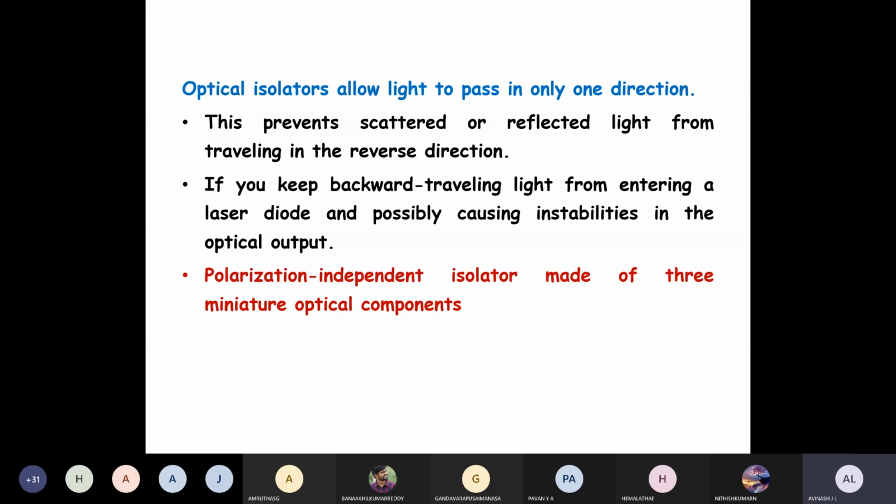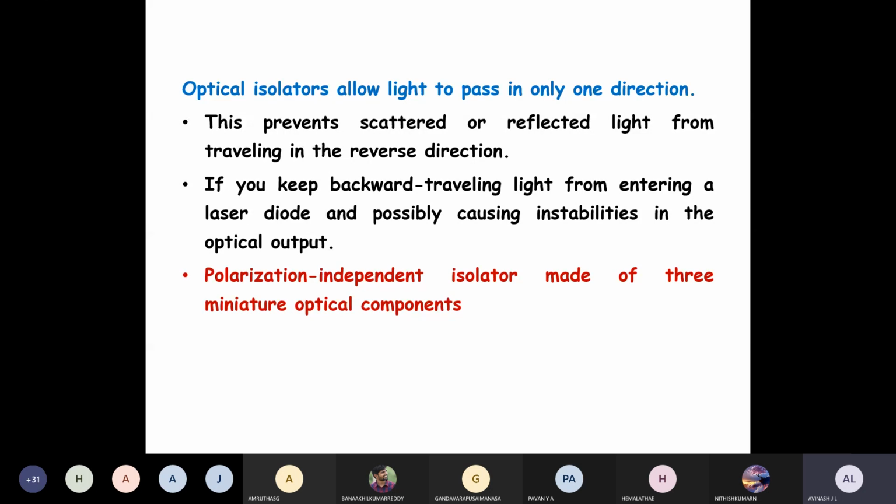Instabilities will happen. Why? Because in the laser, the wave is made to travel in only one direction. But when another wave is coming in the reverse direction, the monochromaticity and the high density of the light will get affected. That will cause the instability. So backward traveling light entering a laser diode can cause instabilities in the optical output. You should keep that in mind.